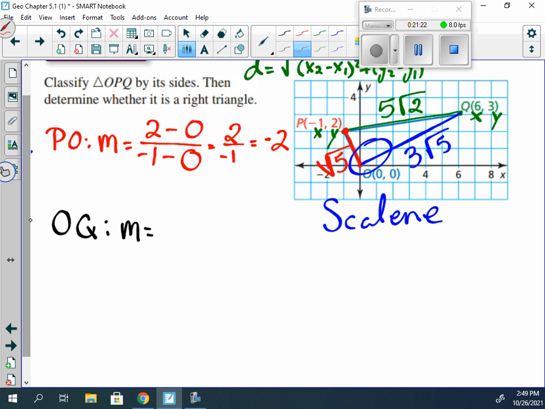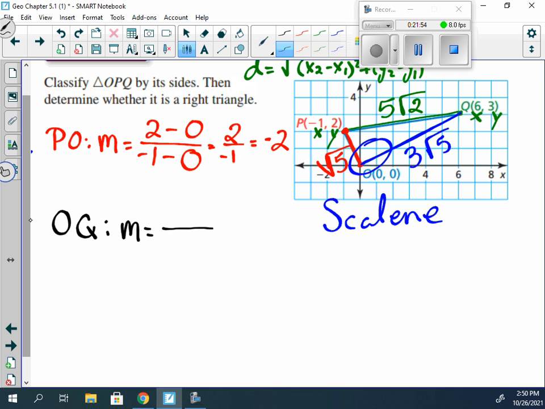So if we want these two lines to be perpendicular, we're wanting the other one to be the opposite reciprocal. Yes? So we need to change the sign and flip it. So since it's negative, it becomes positive, and it would exactly be 1 over 2 or +1/2. So if the other slope is +1/2, it means these two lines are perpendicular, and it is a right triangle. So let's find the other slope.